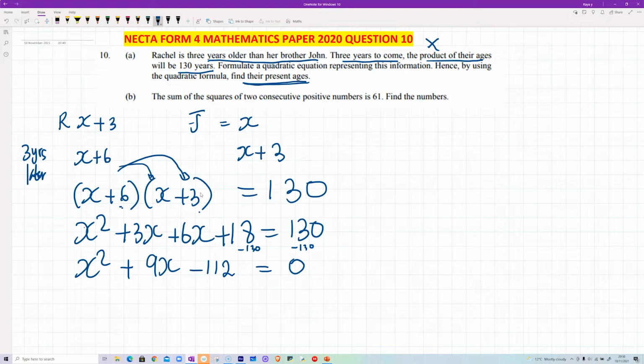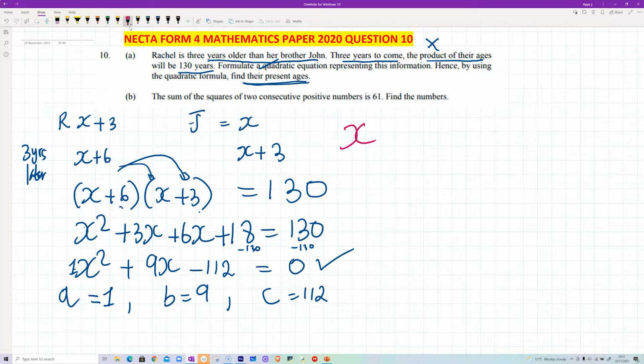We are asked to use the quadratic formula to find their ages. So first of all, that's the first part. We've done that one. We've formulated. Now, in order to solve with the quadratic formula, we need to know what A is, what B is, and what C is. So remember, A is the coefficient of x squared. There is nothing there, it means there is 1. So A is equal to 1. B is positive 9, so just 9. C is negative 112. Okay, so now all we have to do is solve it.